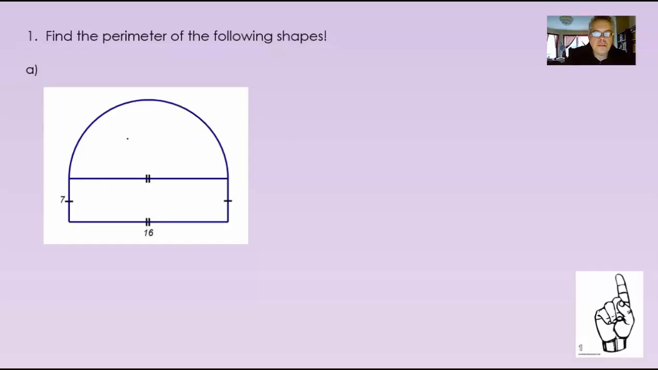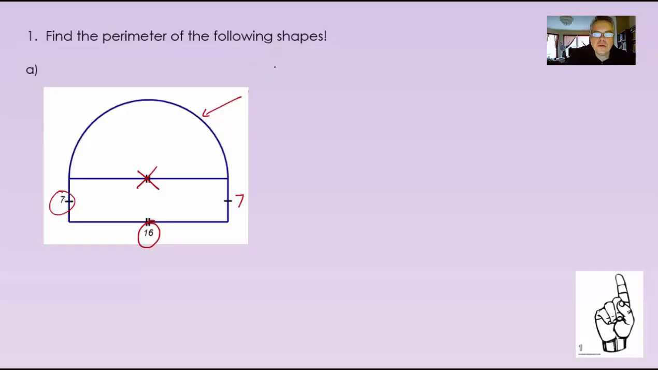Remember the perimeter is the distance around the outside, so we can forget about this side right here that cuts through the middle. We need to add up 7, 16, another 7, the side is 7 too, and we need to add to that half the circumference of the circle. So we have half of a circle here. To find this distance, we use the circumference formula, compute the circumference, and divide it by 2.